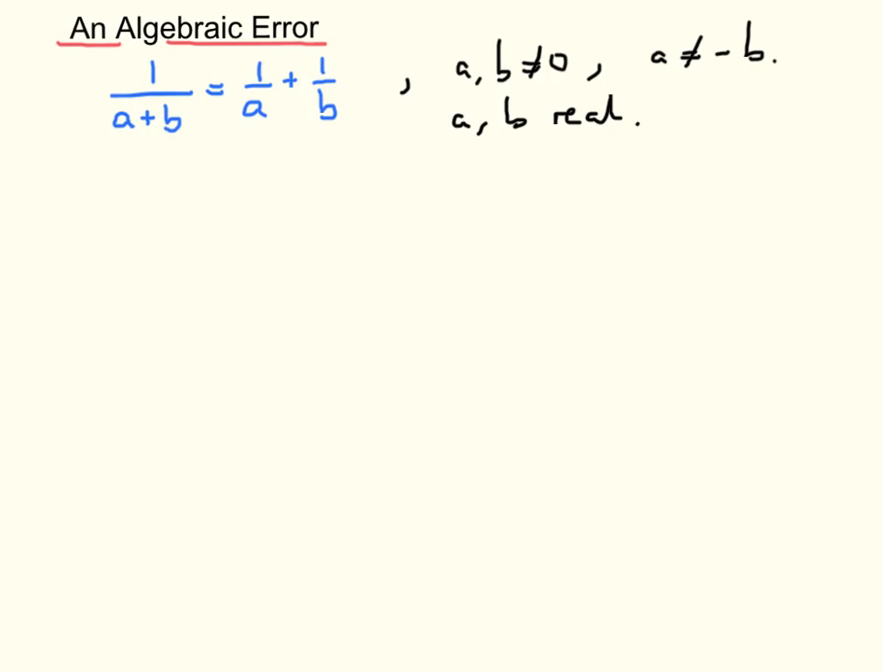So the first and simplest way of seeing that this is not a correct algebraic identity is to say the following. Just substitute some values. In the interests of simplicity, I'm just going to say a is equal to 1, and let b is equal to 1, and then what we see is that we have 1 over 1 plus 1, so 1 over 2 here, and then here we'd have 1 divided by 1, which is 1, plus 1 divided by 1, which is 1 again, so we would have 1 plus 1, which is 2.